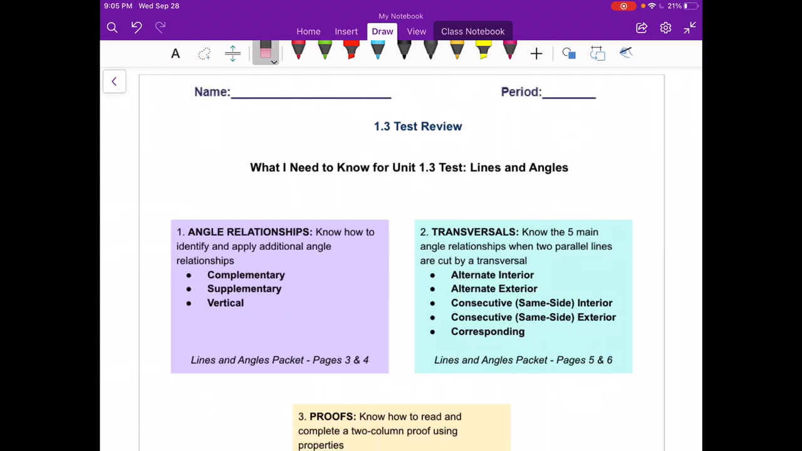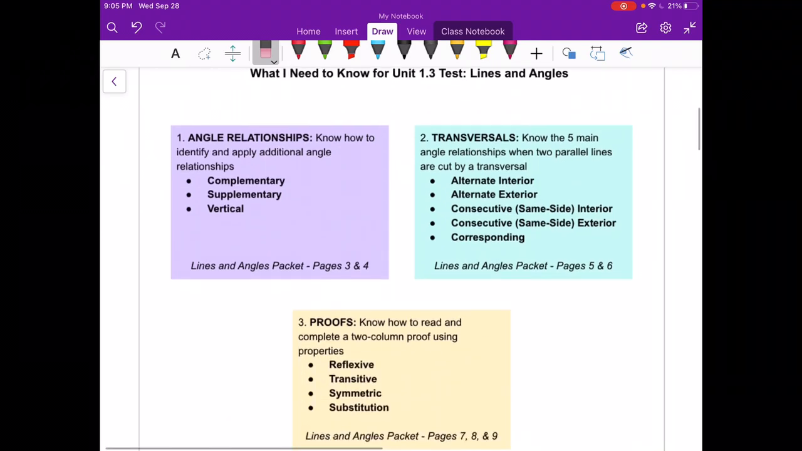So in order to be proficient in this test, you're going to need to know a couple of things. The first thing is your angle relationships. These are relationships like complementary angles, supplementary angles, and vertical angles, which show up in nearly every other unit when we're talking about angles. You also need to know your transversal relationships like your alternate interior, alternate exterior, consecutive interior, consecutive exterior, and corresponding angles.